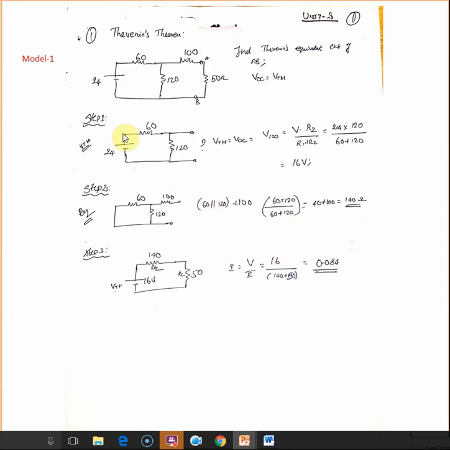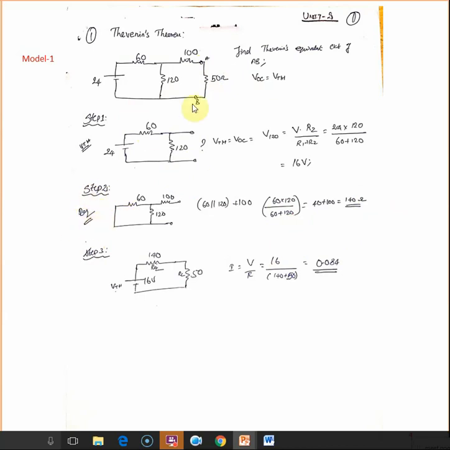So Thevenin's theorem and Norton's theorem are both similar, and only one thing varies. What is step number one? Remove the load resistance as usual for both theorems, and then open circuit it for Thevenin's, short circuit it for Norton's theorem. That's all. Then the second step is common to both: find out the RTH.